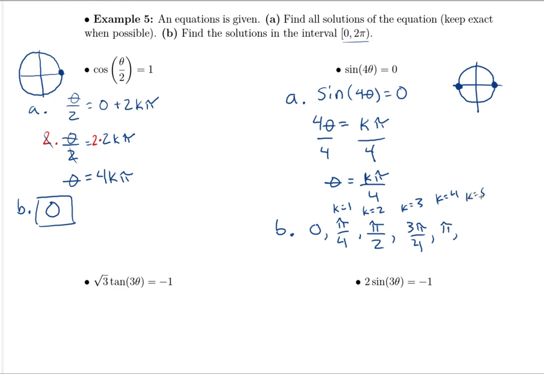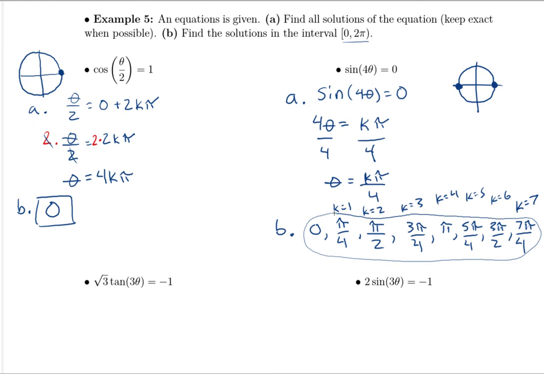So this one has a lot of values we have to plug in to get all of our solutions between 0 and 2 pi. 6 pi over 4 simplifies to 3 pi over 2. And then lastly here, 7 pi over 4 happens when k equals 7. And of course, if I went to k equals 8, then that would give me 2 pi, and we're not including 2 pi. So we have all 8 of these solutions between 0 and 2 pi.